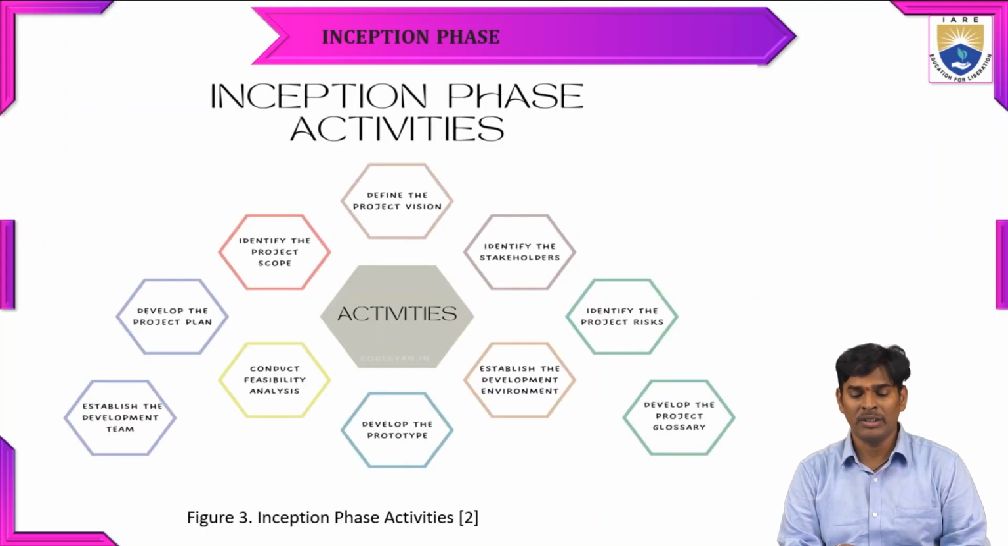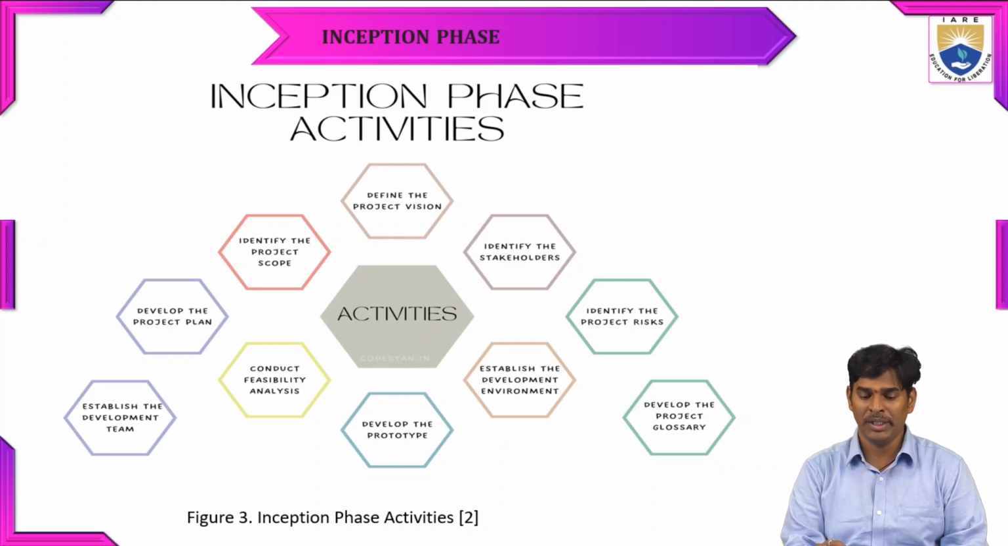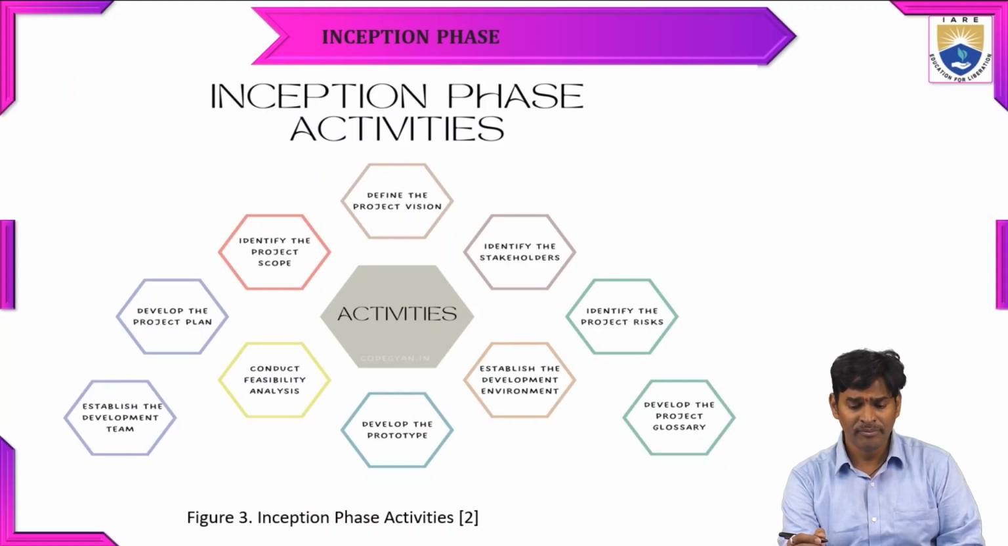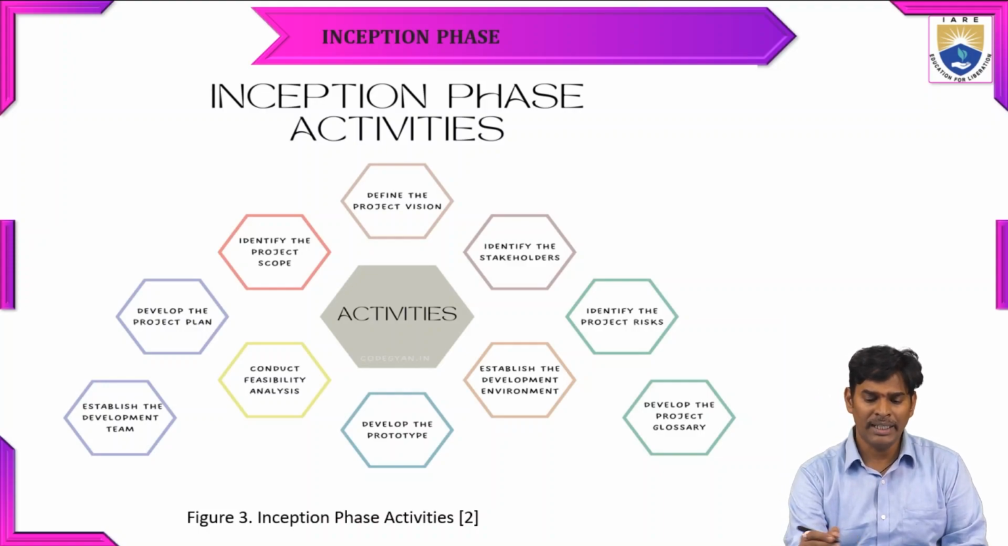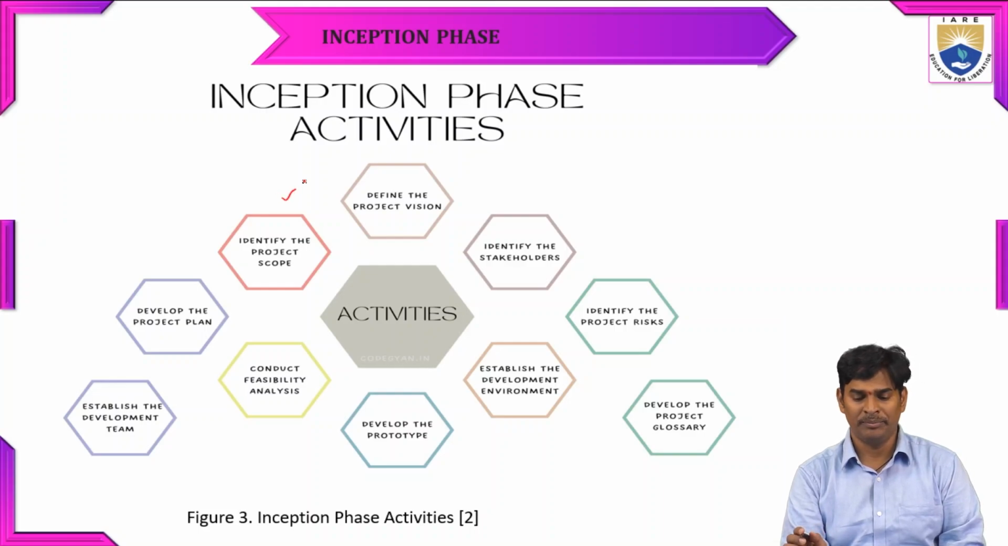Now we'll see the various inception phase activities that happen here. The first one is identify the project scope. First we need to identify the project scope. Then we need to define the project vision, so how this project will be impacted, and what the main applications of this project are.